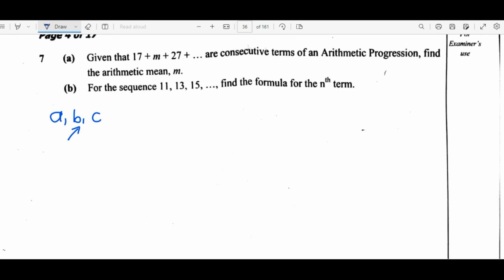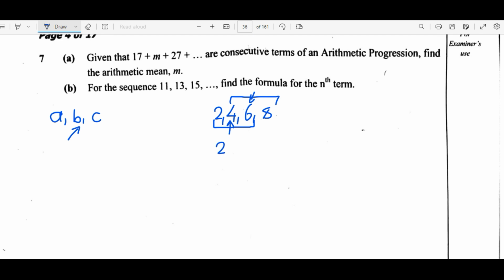Now how do we find this number? Let's say we have a sequence like this, say 2, 4, 6, 8. We can see that if we take the first 3 consecutive terms, the middle number is 4. If we take these, the middle number is 6.